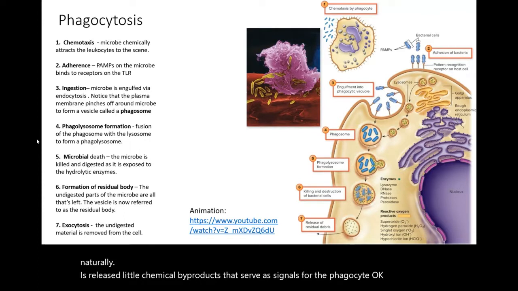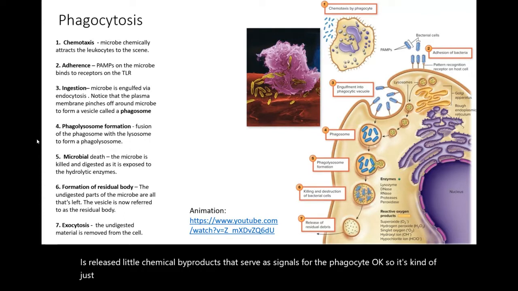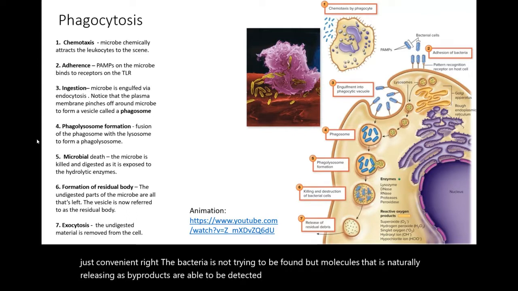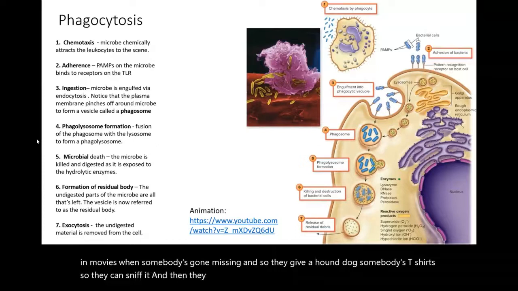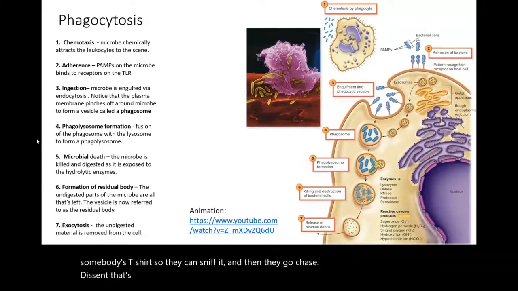So it's kind of just convenient, right? The bacteria is not trying to be found, but molecules that it's naturally releasing as byproducts are able to be detected by phagocytes. So I think of step 1 as like in movies when somebody's gone missing, and so they give a hound dog somebody's t-shirt so they can sniff it and then they go chase the scent. That's essentially what chemotaxis is.